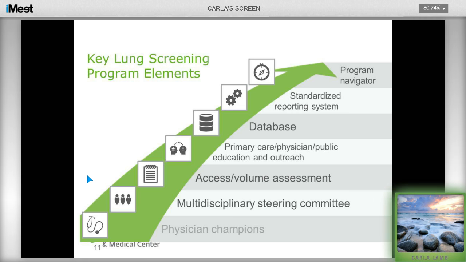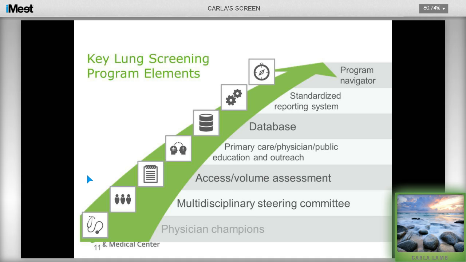I mentioned Lung-RADS. While there are other standardized reporting systems, we use Lung-RADS. It's validated. It's been touted and refined by the American College of Radiology, and you can go on their website and see updates in a dynamic fashion.